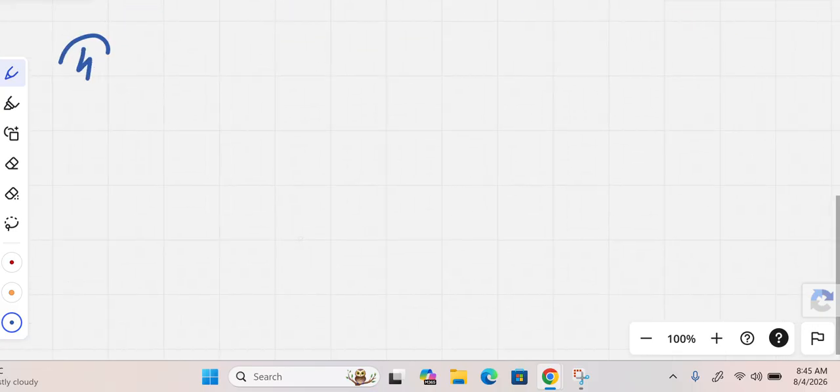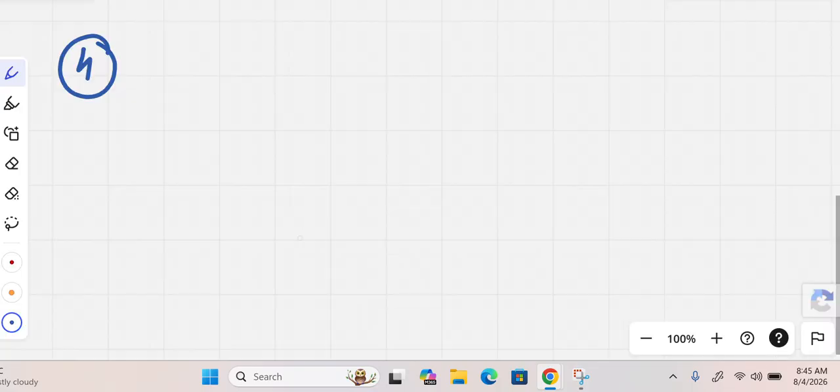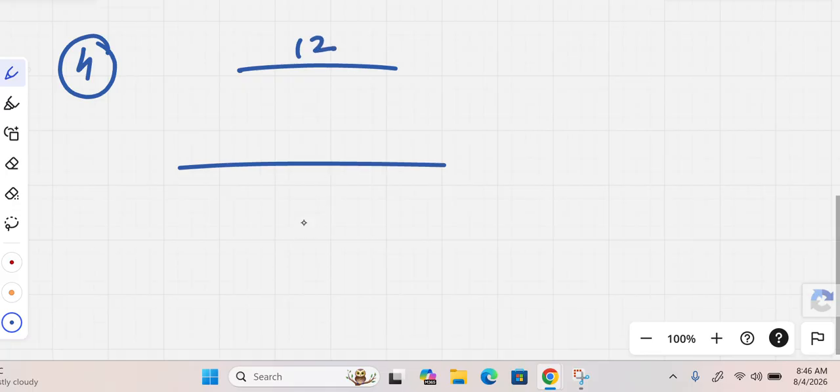Now, the next question, fourth one. A trapezium has parallel sides of length 12 centimeter and 8 centimeter. If its area is 60, find its length. So trapezium. Ma'am, what was the answer for the third one? Third one answer is D. D is in dog. Okay, ma'am. This is parallel side. Trapezium has parallel sides of length 12 and 8. Now for trapezium we need height.